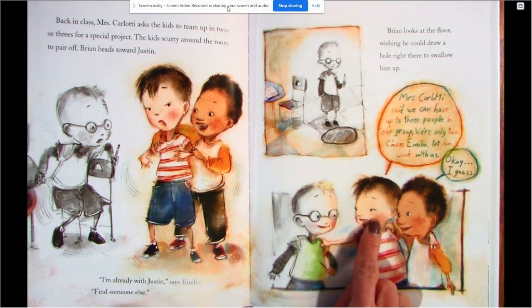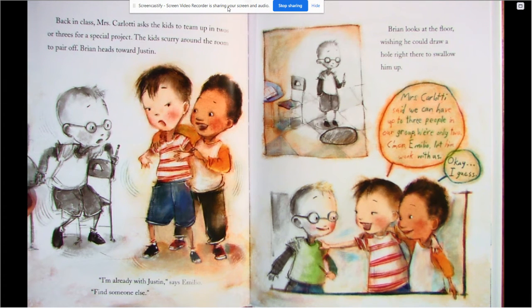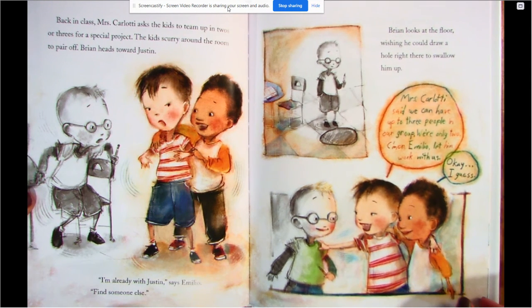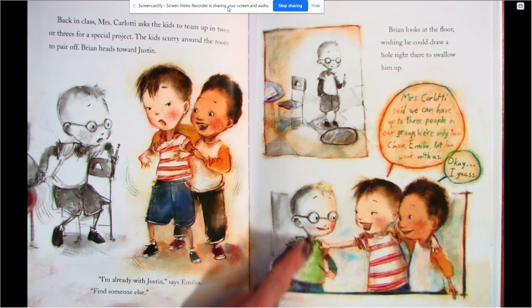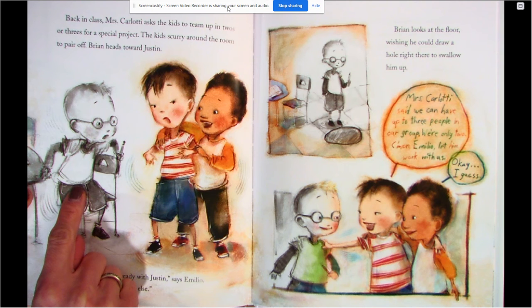Here's Justin. Look what he says. "Mrs. Carlotti said we can have up to 3 people in our group. We're only 2. Come on, Emilio. Let him work with us." "Okay, I guess." What's happening to Brian? How's he different from the illustration here?